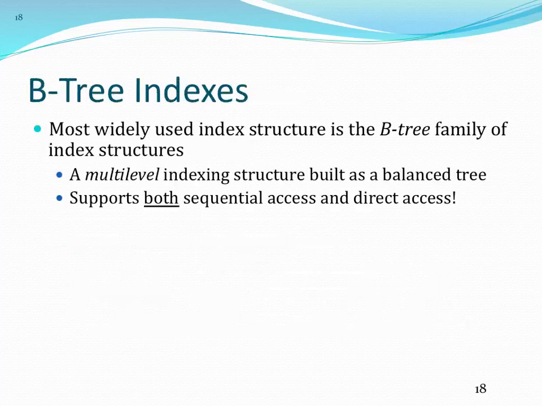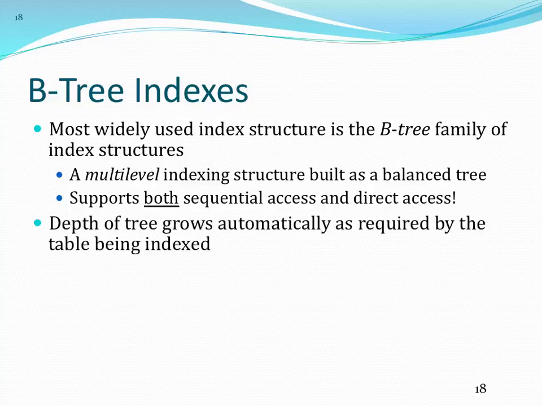Now, B-trees are the most common indexing structure that we use, and B-trees are interesting. It's actually a whole family of tree data structures used for files. And so we're not going to talk about all the variants because there's B-star trees, and there's B trees, and there's B-plus trees, and there's a few other ones as well. But we're not going to talk about them all. But these support both direct access and sequential access. Direct access as far as the search key is concerned. And the tree's depth does grow automatically.